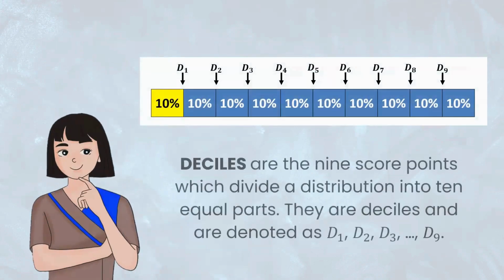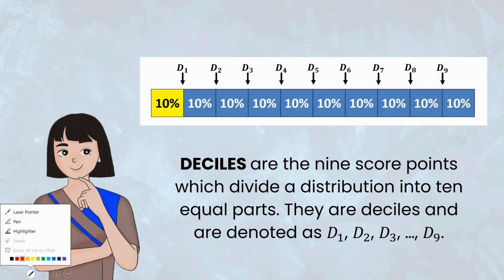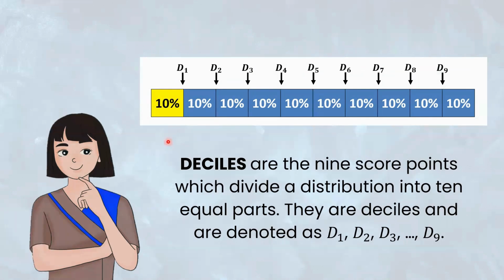Let's begin first with the definition of deciles. Deciles are the 9 score points which divide a distribution into 10 equal parts. They are deciles 1, 2, 3, up until decile 9. So since deciles divide the distribution into 10 equal parts, each division in here represents 10% of our data set.